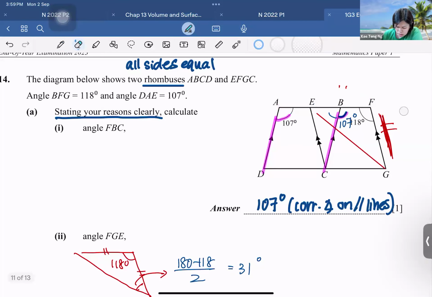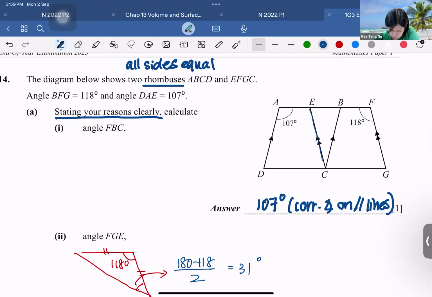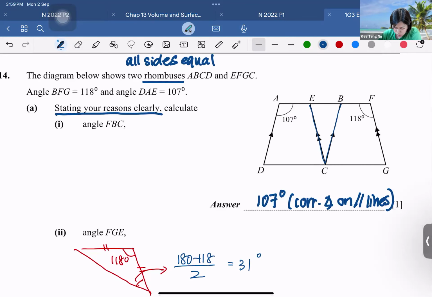Next question, ECB. I want to find this angle over here, right? I know a couple of things. First one, this whole thing is 107, right? And I probably need to find, which other angle can I find? Wait, give me a minute, my brain not working. Oh, if this is 118, that means this is also 118. Then I can find the smaller angle over here.